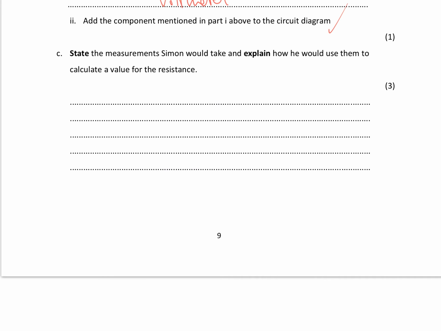So let's state that you need to measure the voltage. You need to measure the current. Then you need to use the equation R equals V over I. Measure, measure, calculate. Straightforward.